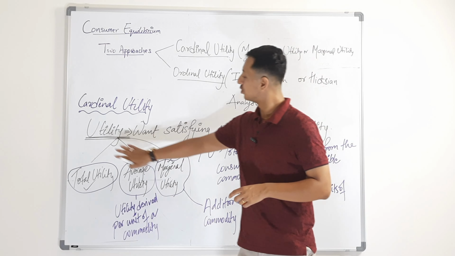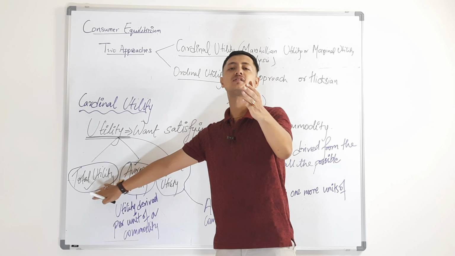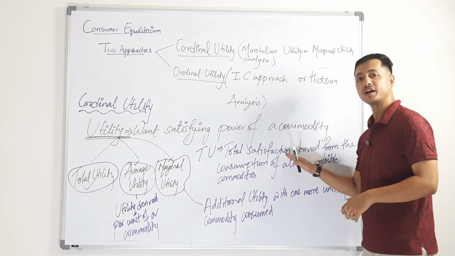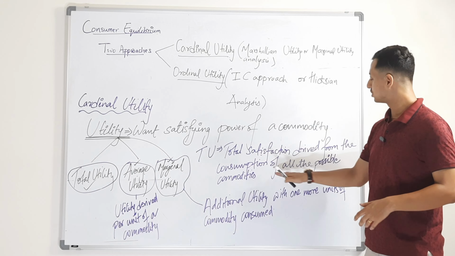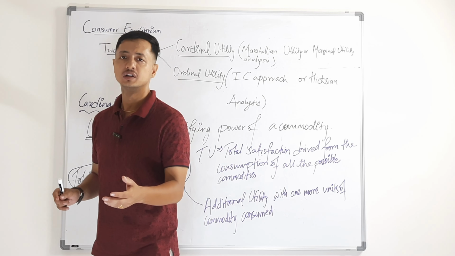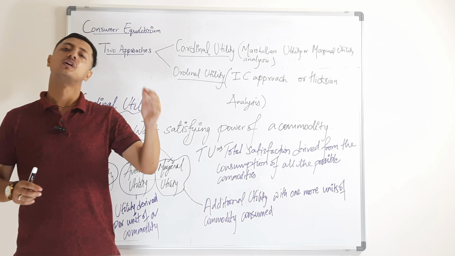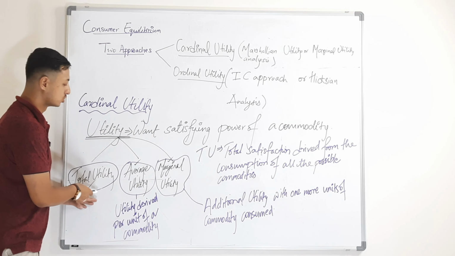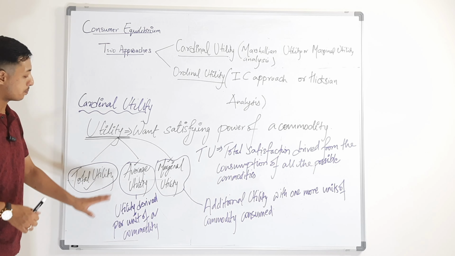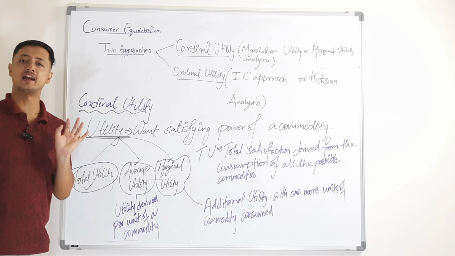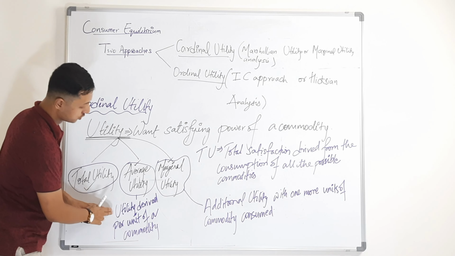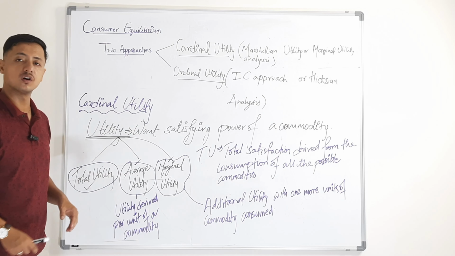Okay? So what is total utility? The name itself suggests total utility is the total satisfaction derived from the consumption of all the possible commodities. However many commodities you have consumed, addition of all those utilities gives you total utility. And what is average utility? Average is per unit of utility derived. Okay, it's per unit. So it's an average of the utility derived per unit of a commodity.